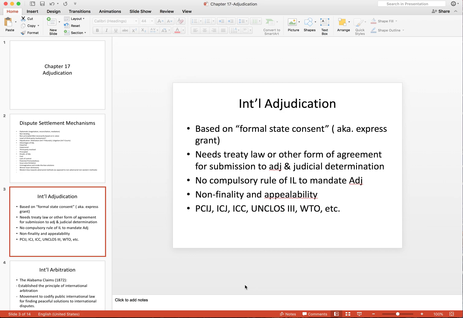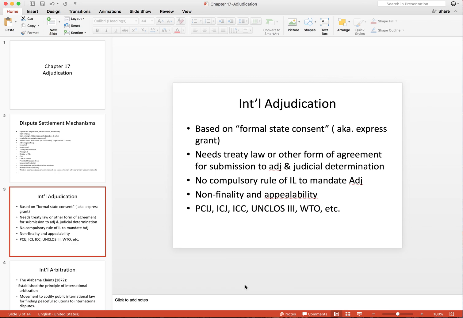So international adjudication, with that caveat about arbitration in mind, is based on formal state consent. This is sometimes called express grant. Adjudication needs treaty law or other form of agreement for submission to adjudication and judicial determination. But also remember that there is no compulsory rule of international law to mandate adjudication. And remember that adjudication is not final and it could be appealed.